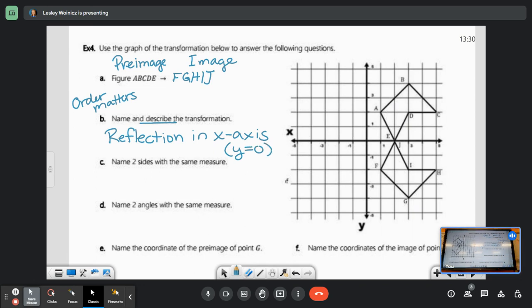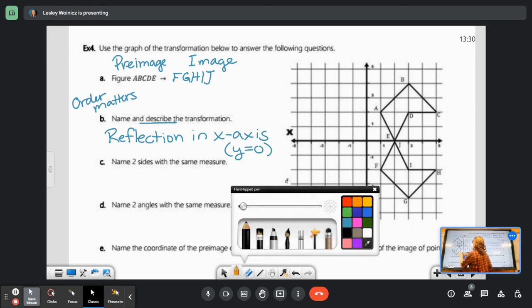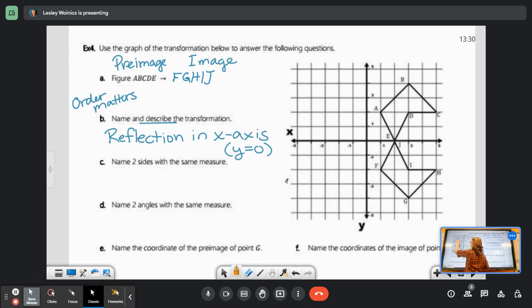Next we have to name two sides with the same measure. So if I look at segment AB, its congruent counterpart in the image would be FG. So I'm naming the sides. I'm not talking about their lengths. I'm talking about their names. So I have to name them as segments. So this would be AB, and I want to say that it's congruent to FG.